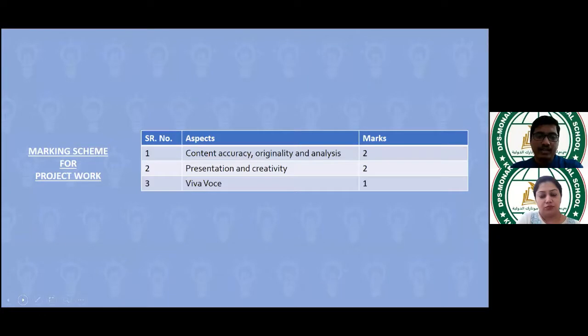Again, we have the marking scheme here. Content accuracy, originality, and analysis, 2 marks. Presentation and creativity, 2 marks. Viva, 1 mark. So this sums up the entire syllabus division according to each domain and the internal assessments.